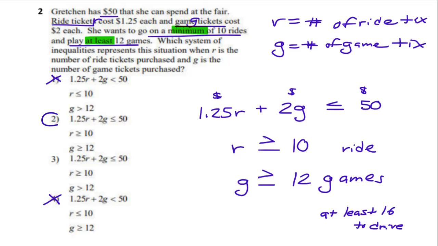So choice 2 and 3, very close, except for this G did not have an equal to sign, but at least means it could be equal or you could be more. And that's it. Pause the video if you need to copy any of this down, and I look forward to seeing you in class to do some more translating of inequalities.